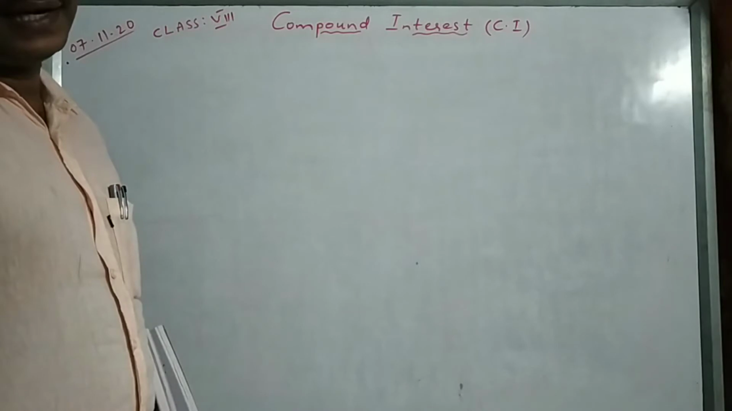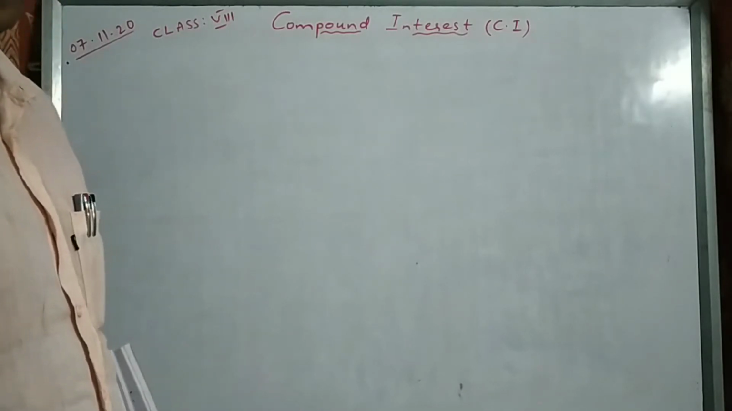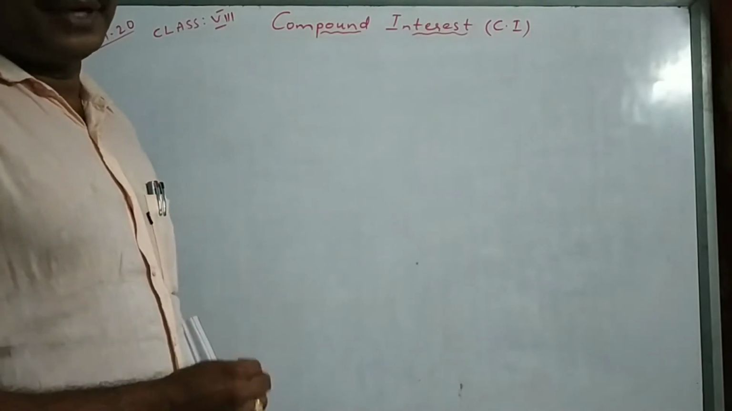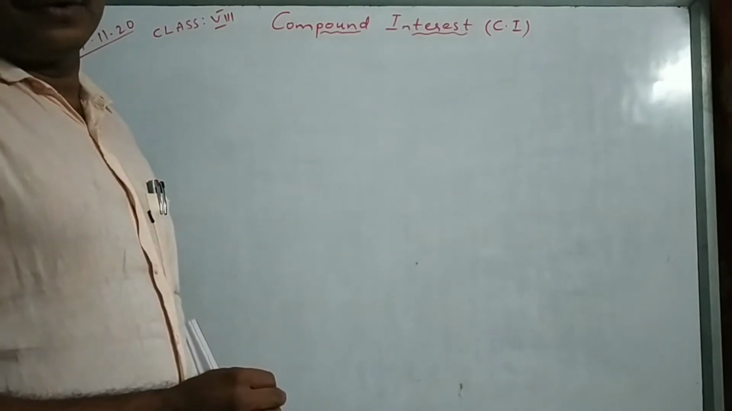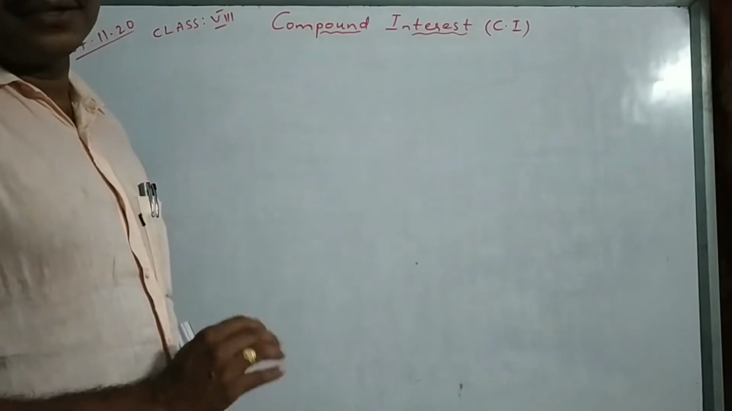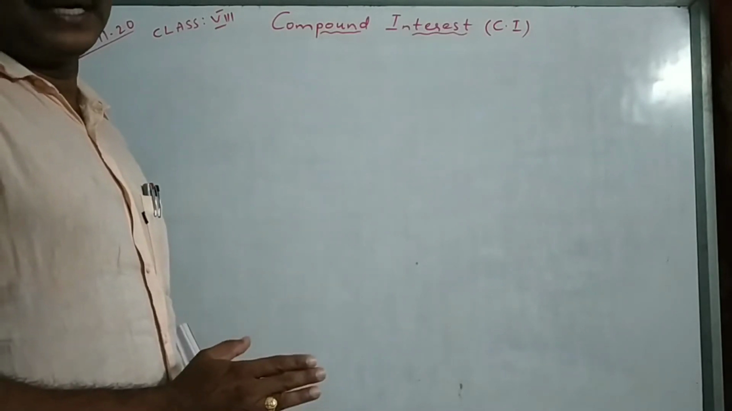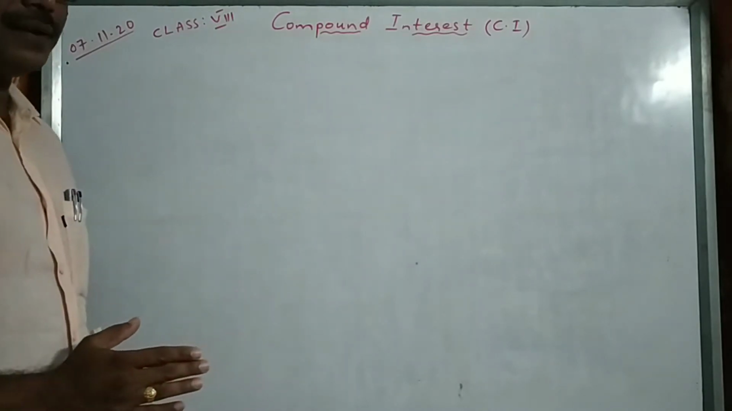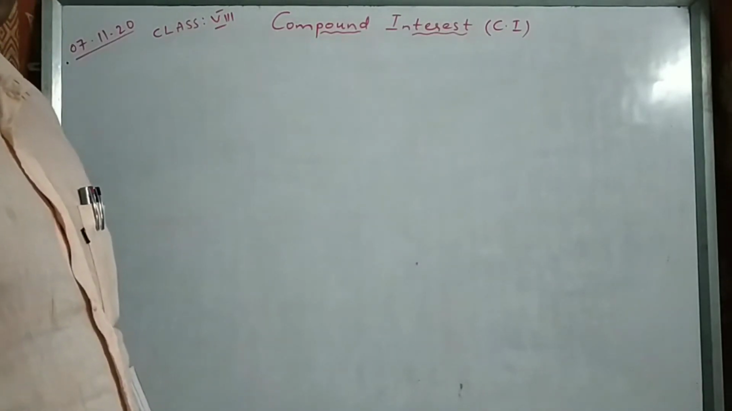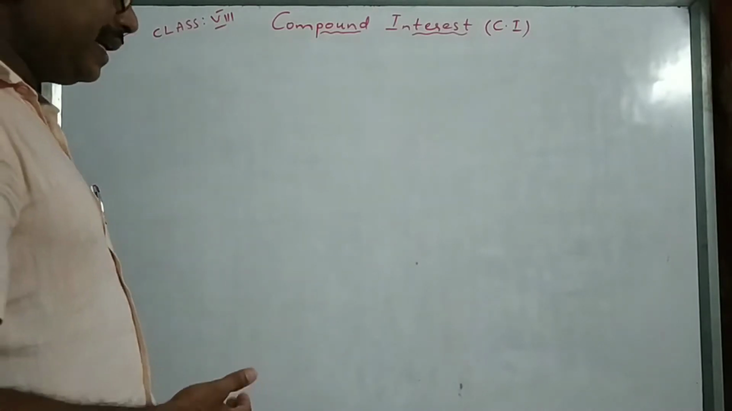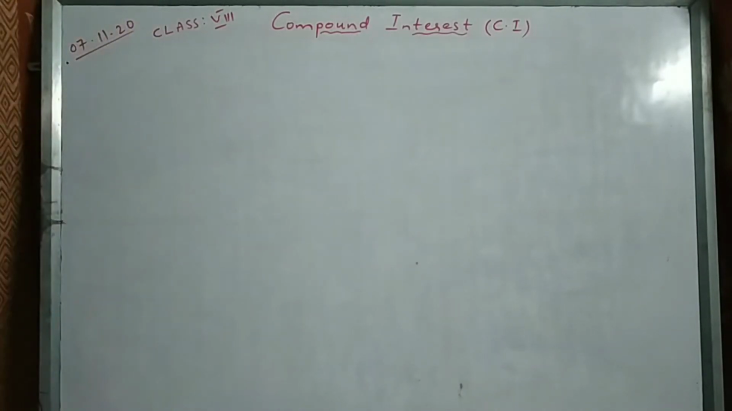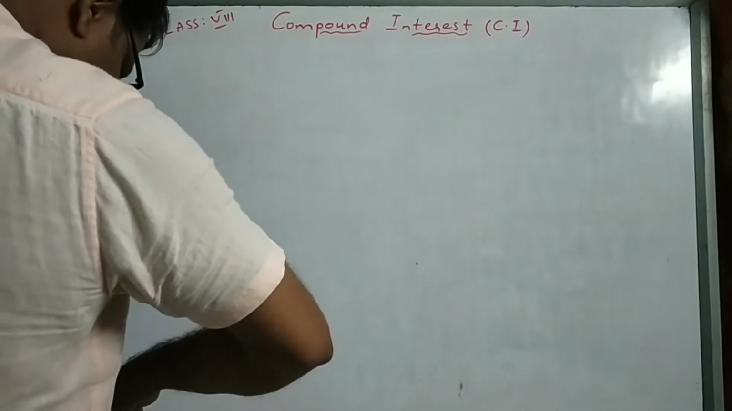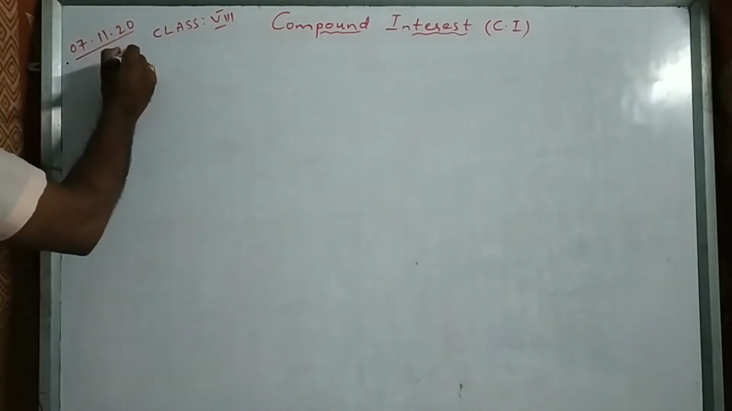As I told you earlier, the difference between simple interest and compound interest is, in simple interest, the principal amount remains the same. There is no change in the principal amount. But in compound interest, the principal amount will be increasing every time, year by year. We have already seen some problems of compound interest. Let us continue. First question.